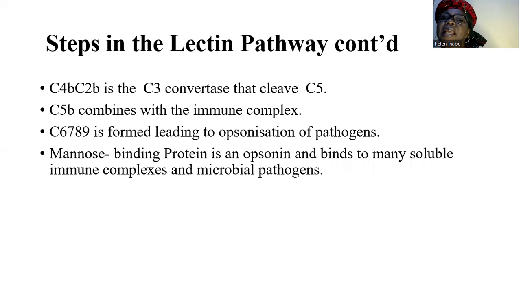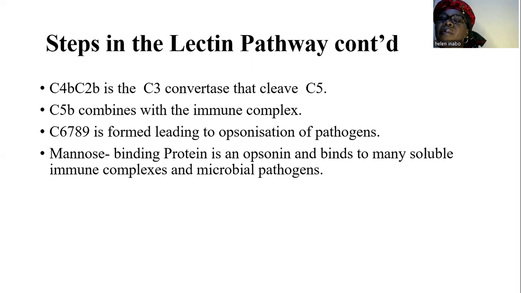That is, the immune complex having the C3b is known to cleave C5 into C5a and C5b. Now the C5b combines with the immune complex, and then this leads to the combination of C6, C7, C8, and C9 components, leading to the opsonization of pathogens.